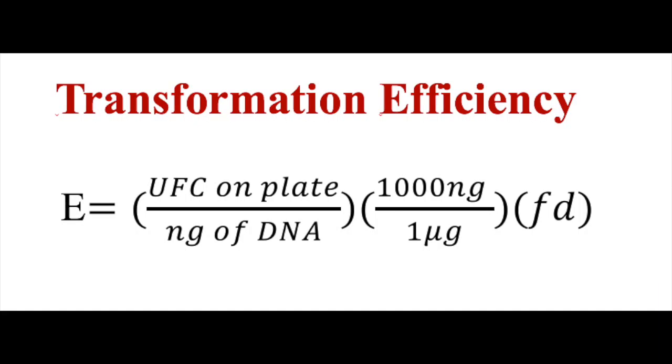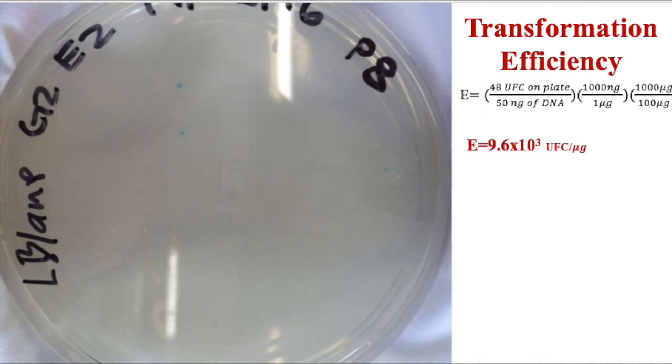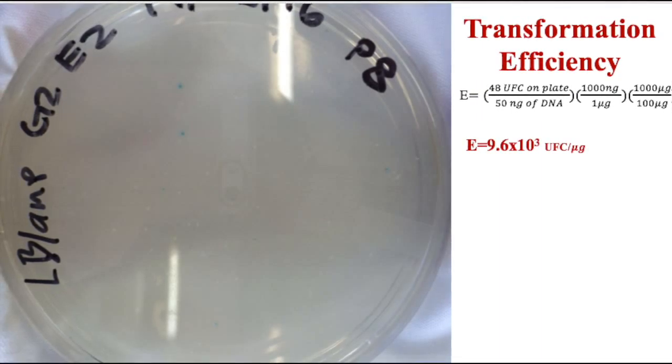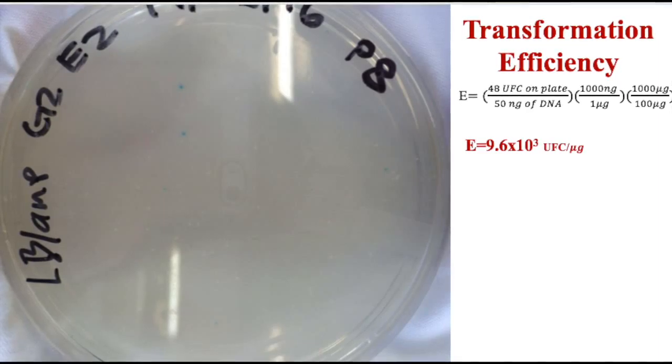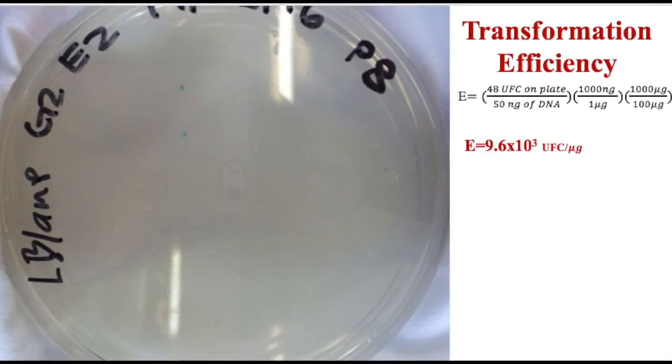Transformation efficiency. The efficiency is calculated by CFU, colony forming units, per nanogram of DNA times 1000 nanograms per 1 microgram times the dilution factor. The efficiency of this practice was 9.6 x 10^3 CFU per microgram.